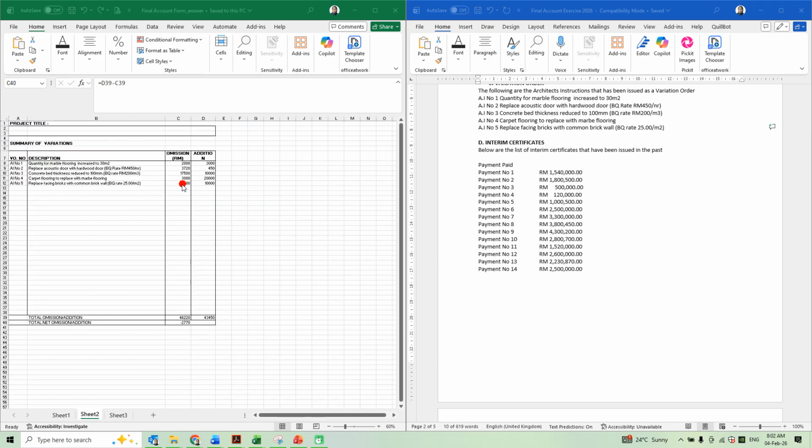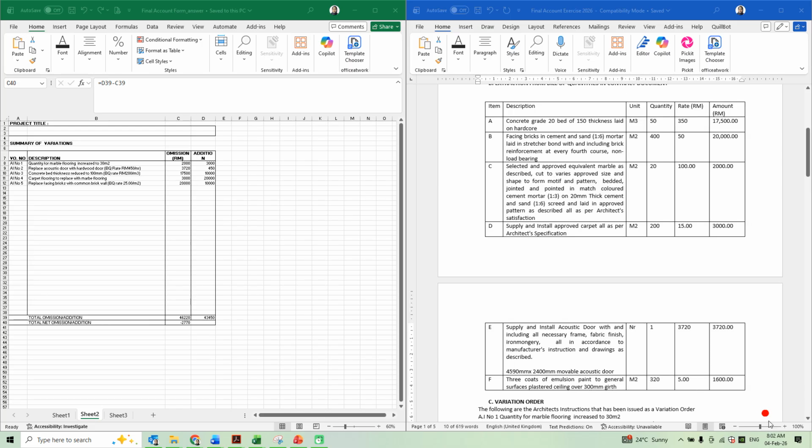Okay, you look at sheet number 2, I have transferred all the information relevant to the architect's instructions. For example, architect's instruction number 1, the quantity for marble flooring increased to 30 meters square. Now, you will need to look at your bill of quantity. Your bill of quantity is here. Quantity for marble flooring, so where is it, okay, this one, item C. They increased it to 30 meters square, right? The total amount is 2,000.